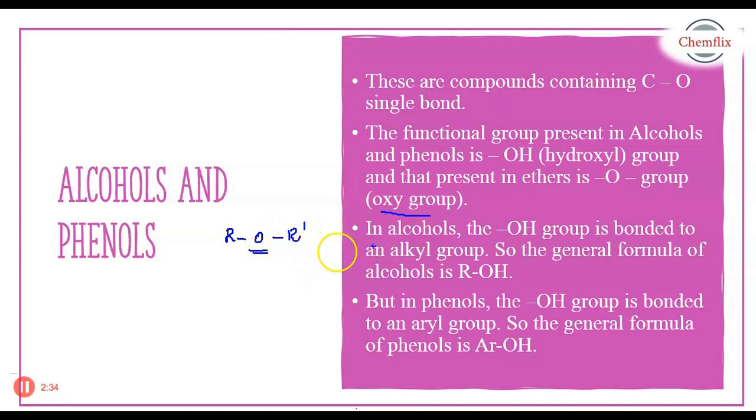So in alcohols the OH group is bonded to an alkyl group. I already discussed this. That means you can see a C single bond over there. So the general formula is ROH. But in phenols the OH group is bonded to an aryl group. This benzene ring, an aromatic group, can be called an aryl group. So the general formula of phenol is ArOH. So that's all about this slide.